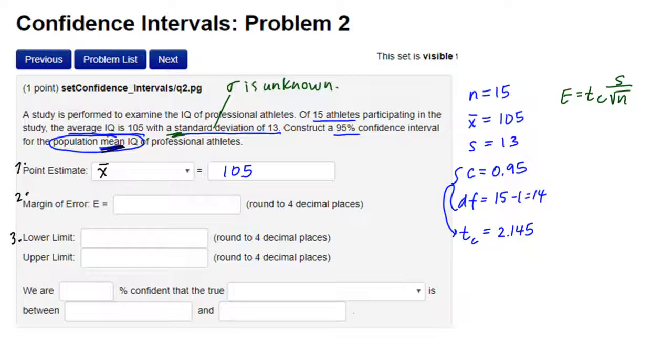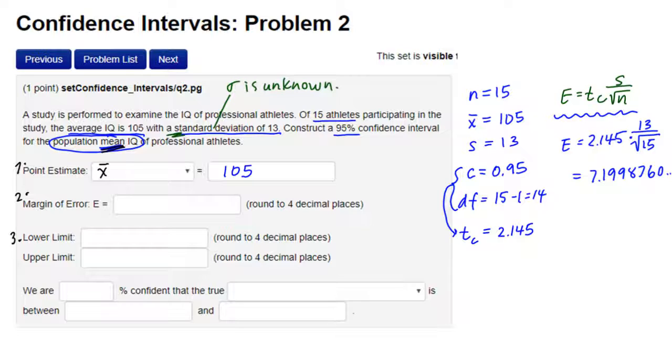Now we have all the parts, all the ingredients for this formula for margin of error. So the margin of error is 2.145 times the sample standard deviation S, which is 13, divided by the square root of the sample size, which is 15. So altogether in the formula, in my calculator I got 7.19987, and it kept going. So that's the margin of error.